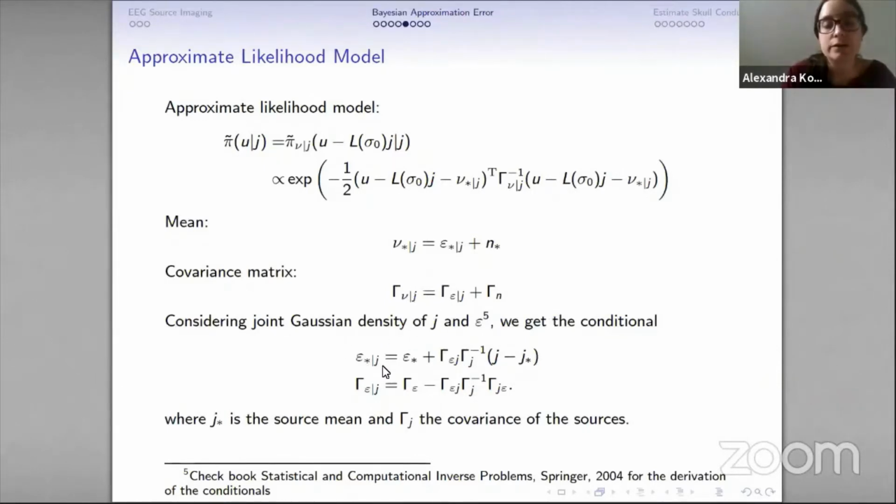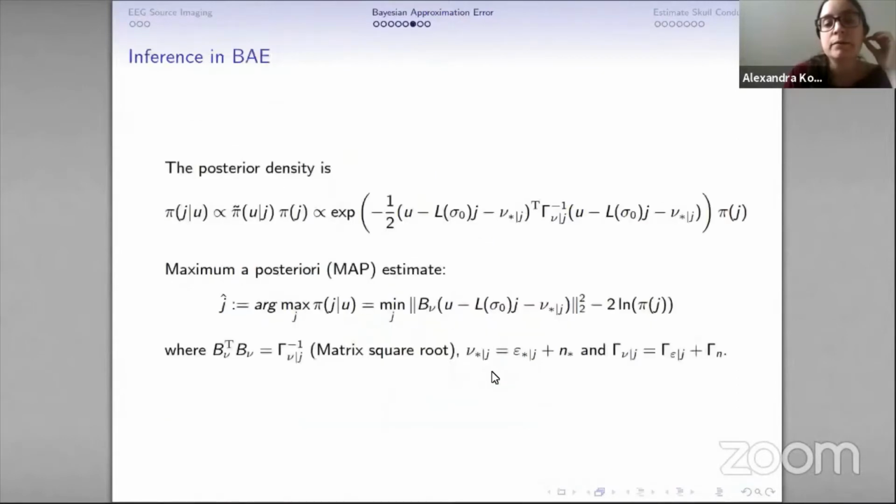Of course, it's a little bit more complicated, the conditional mean of the approximation and the covariance, but you can find details on how you can go from the joint Gaussian of J and epsilon to the conditional, for example, in the book Statistical and Computational Inverse Problems, and you get this form. And very nicely, after we use this likelihood, we plug it in our Bayes rule, so we have our posterior here.